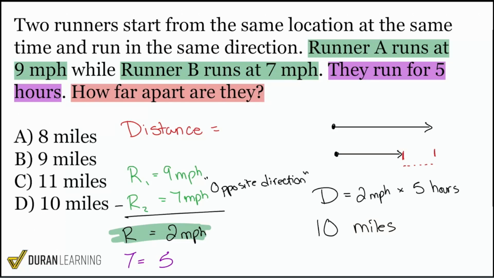If you decided to go the other way and calculate the individual distances, guess what? You still would have been correct. That still would have worked, because if you would have done 9 miles an hour times 5 hours, that's 45. 7 miles an hour times 5, that's 35. So everybody, if we did that in that way, that's again 45 miles. That would have been 35 miles. What's the gap between 45 and 35? That's going to be 10.